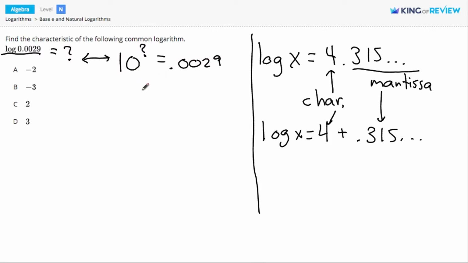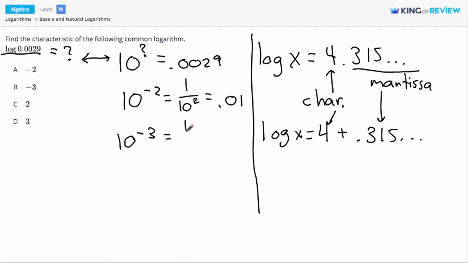Now let's try to think about some values that this question mark could be. I know I want to raise 10 to some power to get a pretty small number, a decimal that is less than 0.01. Well, I know if I raise 10 to the power negative 2, that's the same thing as 1 over 10 squared, which is 1 over 100, or 0.01. Well, that's still a little bit too high. That's higher than 0.0029. So let's go down to the exponent of negative 3.